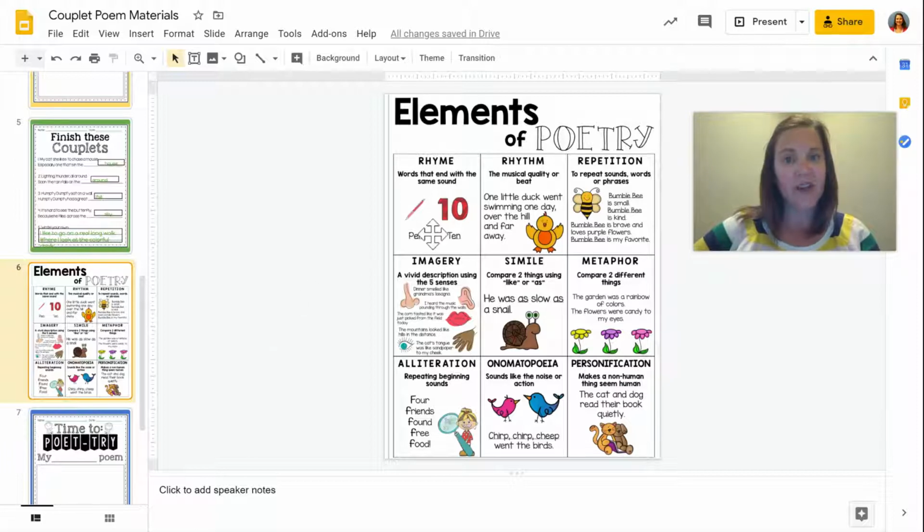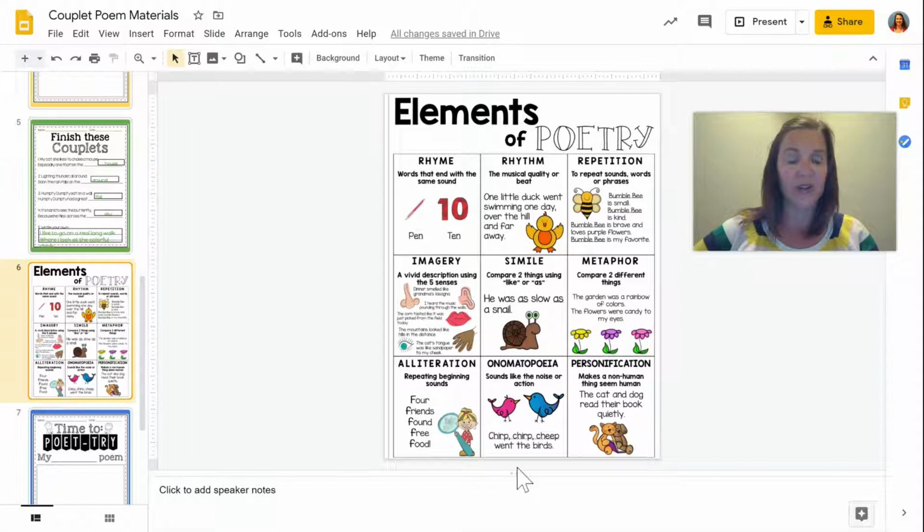So we've talked about rhyme and rhythm. Repetition is another device that you'll see in a lot of poems. Imagery, those are adjectives and describing words. Similes and metaphors help create a picture in your mind by comparing one thing to another. Alliteration, I went over that earlier. 4 friends found free food. All the letters start with the letter F.